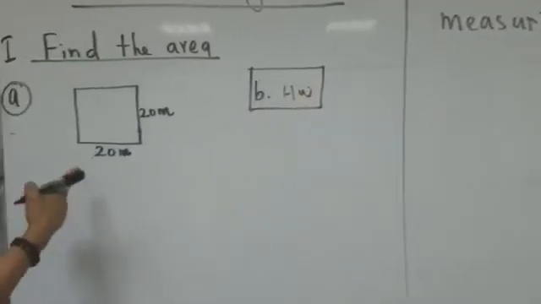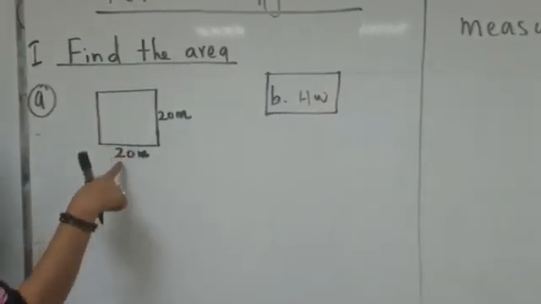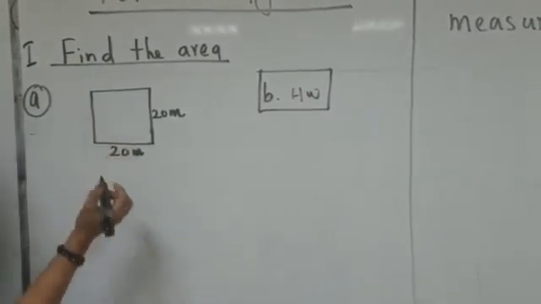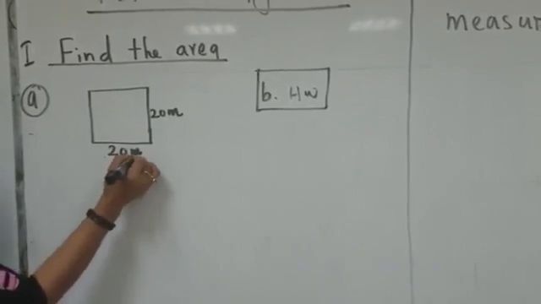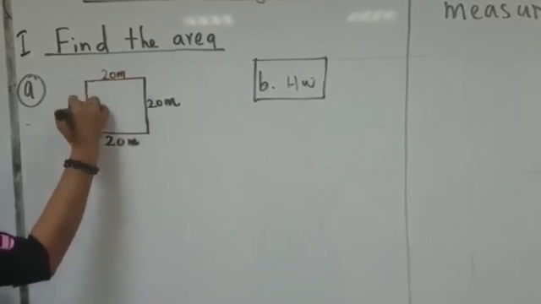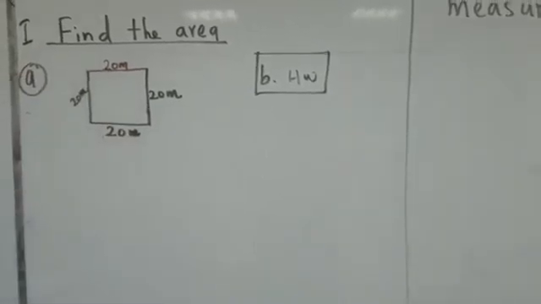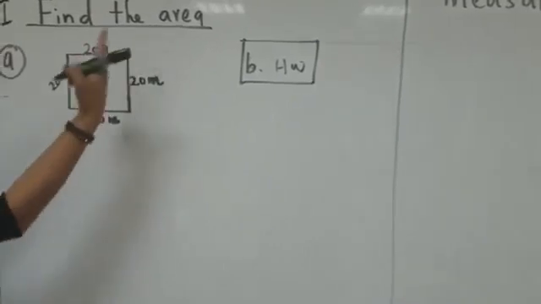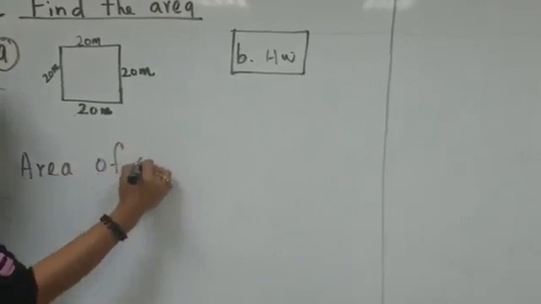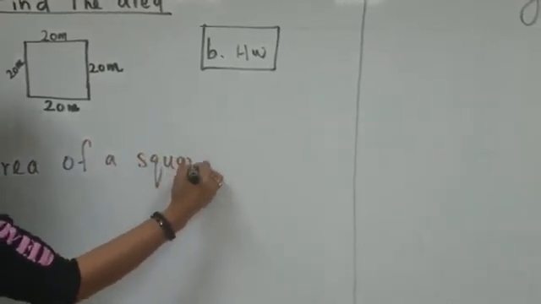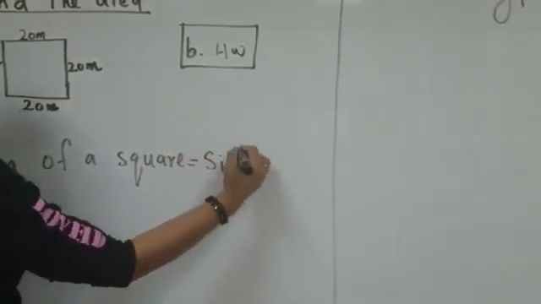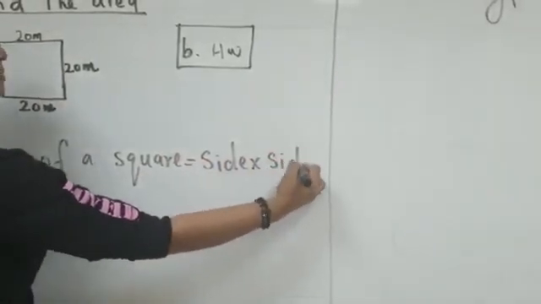Okay. Question number A: with the measurements given, we can identify whether the figure is a rectangle or a square, because the sides are given as 20 meter, and here also 20 meter. So obviously this side is also 20 and here also 20. We already learned how to find the area of a square. So first we have to write the equation. Area of a square equals, all the sides are equal, so we will write side multiplied by side.